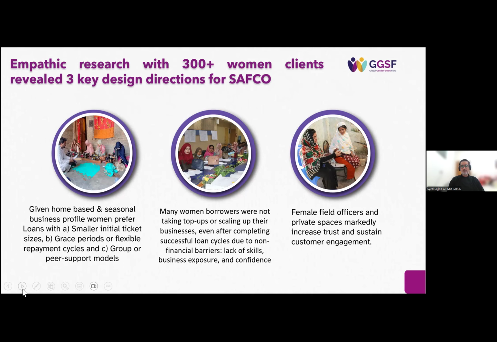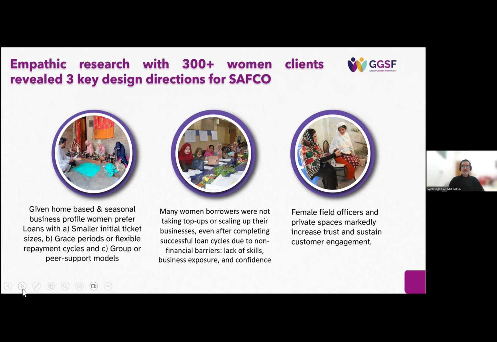So what we actually did, we did research with more than 300 women clients who had been engaged before, particularly to transform the approach for women's intervention. There were many areas in which we got very comprehensive responses, but we synthesized those areas into three key directions which are helping us design women-inclusive products so far.